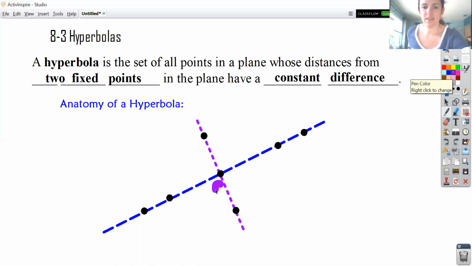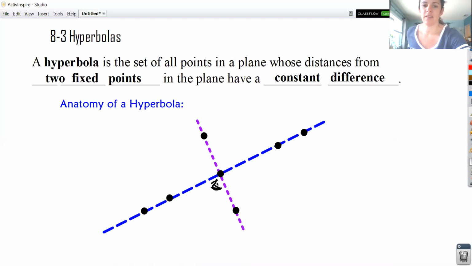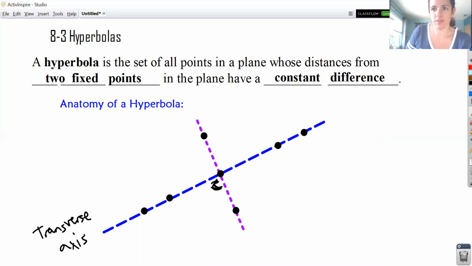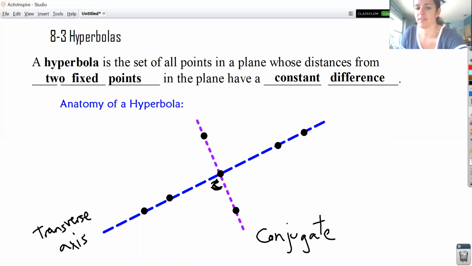So just like the others, they all have some sort of center, right? So here's the center. And what we would normally call the major axis has a new name now for a hyperbola. It's called the transverse axis. You can think of it as the major axis, but there you go. And instead of the minor axis, that has a new name as well, and it's called the conjugate axis.